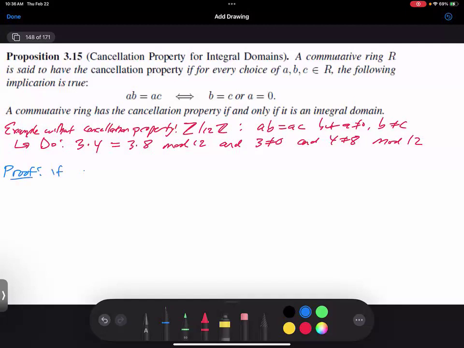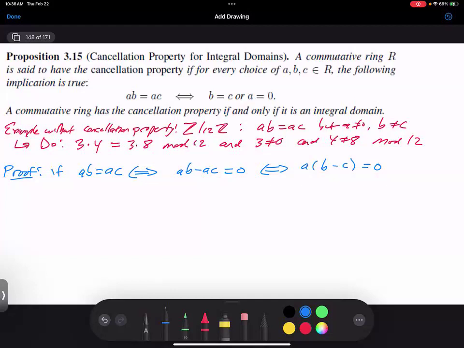So if AB equals AC, that's true if and only if AB minus AC equals 0, which is true if and only if A times (B minus C) equals 0. So these are all equivalent. If AB equals AC, I can always add the additive inverse to both sides, and then I can use the distributive law.